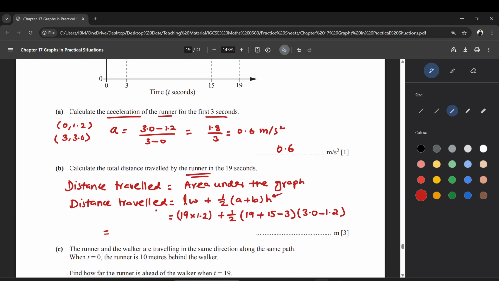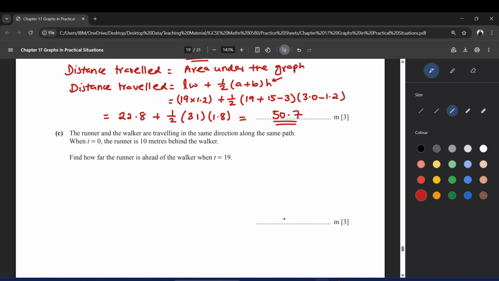So let us work this out. 19 times 1.2 is 22.8 plus half times. Now 19 plus 12, that would be 31, and 3 minus 1.2, that is 1.8. So the total would be 50.7. Okay, so the distance traveled by the runner in 19 seconds is 50.7 meters.